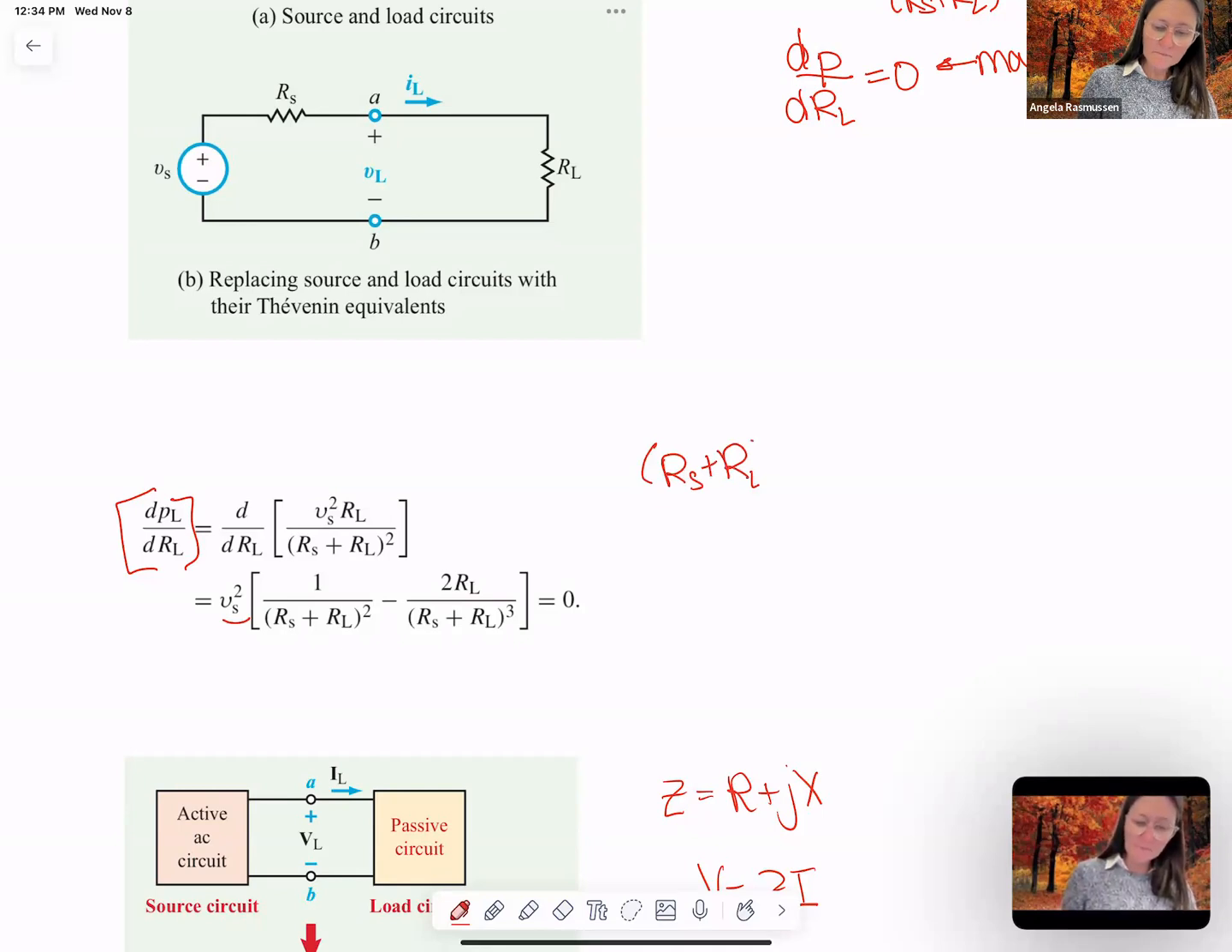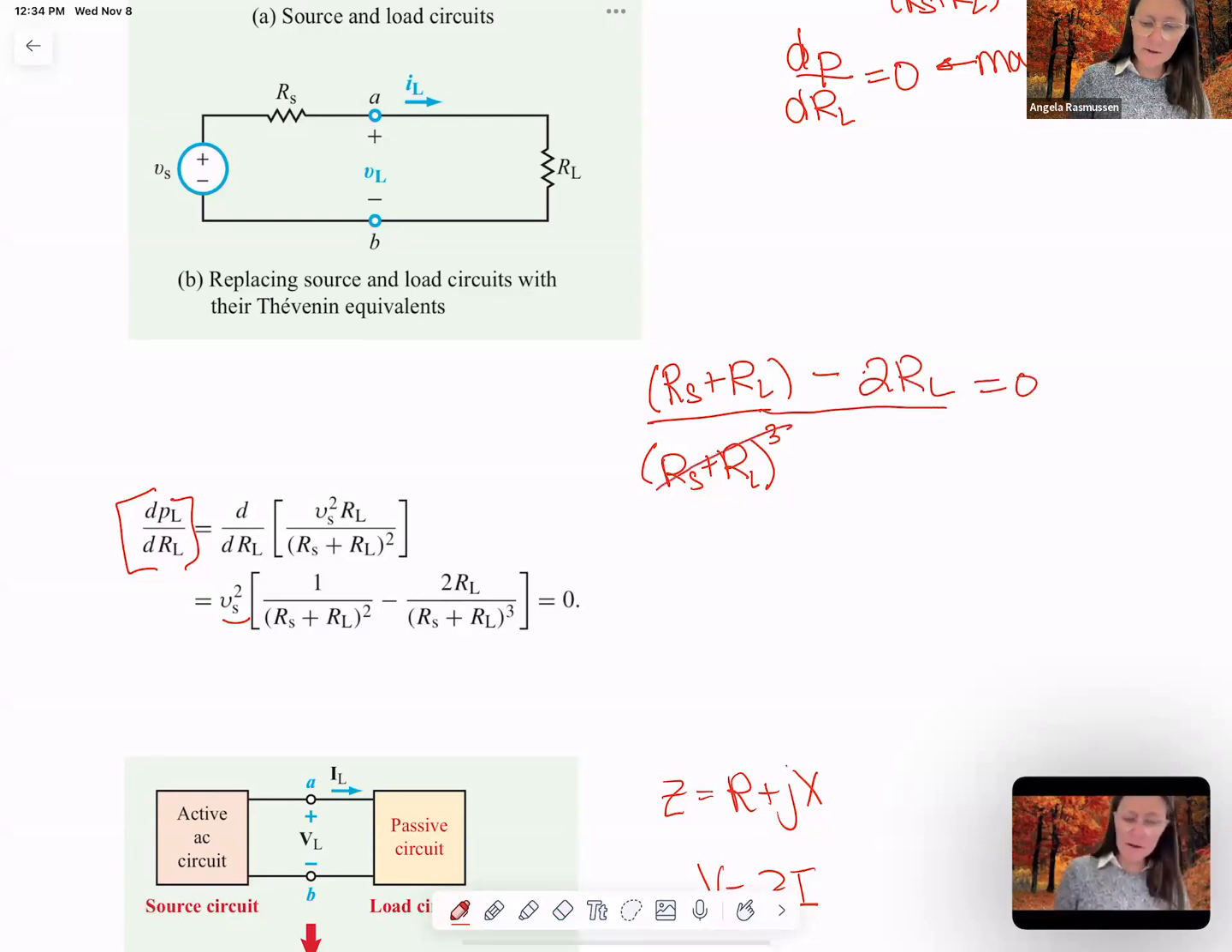So to get cubed, this is going to be RS plus RL on the top, and then minus 2RL equals 0. And then this can go over to the other side and cancel. And this gives me RS minus RL equals 0. And so RL equals RS.